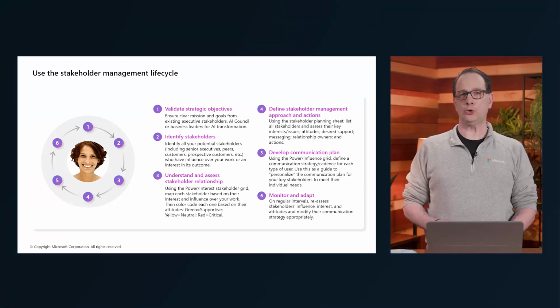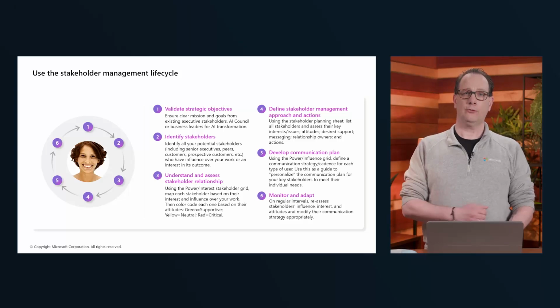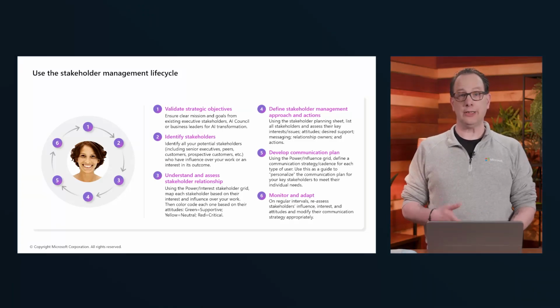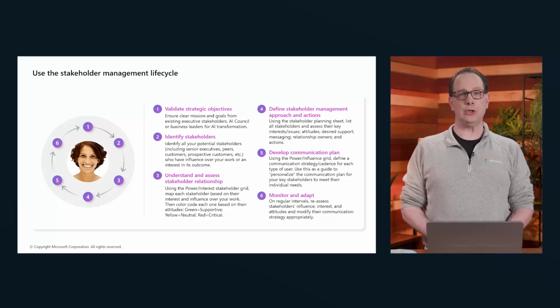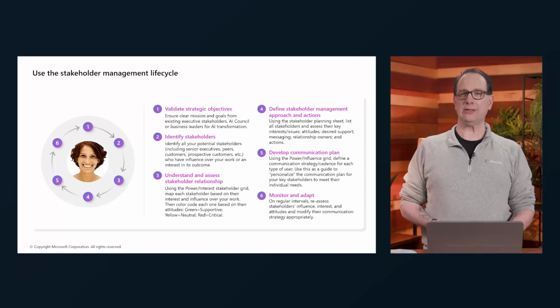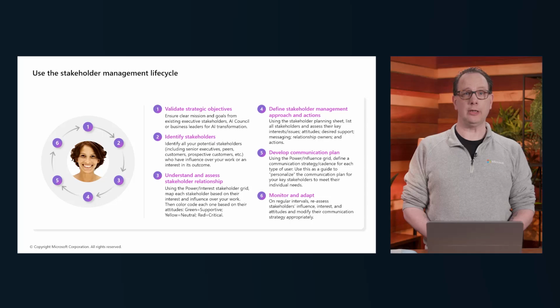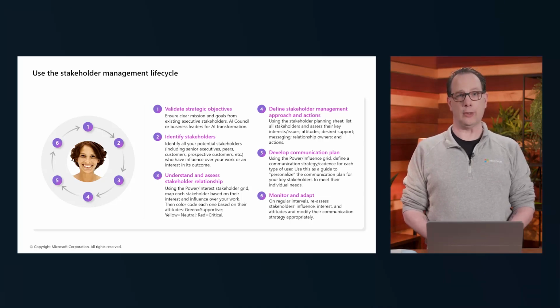You could then, for example, use color code to identify each one based on their attitude, where green means supportive, yellow kind of neutral, and red means critical, which probably means you need to fix it a little bit. From there, use the stakeholder planning sheet, list all stakeholders, and assess their key interest and potential issues. Think about attitudes, the desired support, what's the messaging like, who's owning the relationships, and obviously, what are the different actions. Once you have all that mapped out, you can start developing your communication plan using the Power Influence Grid.